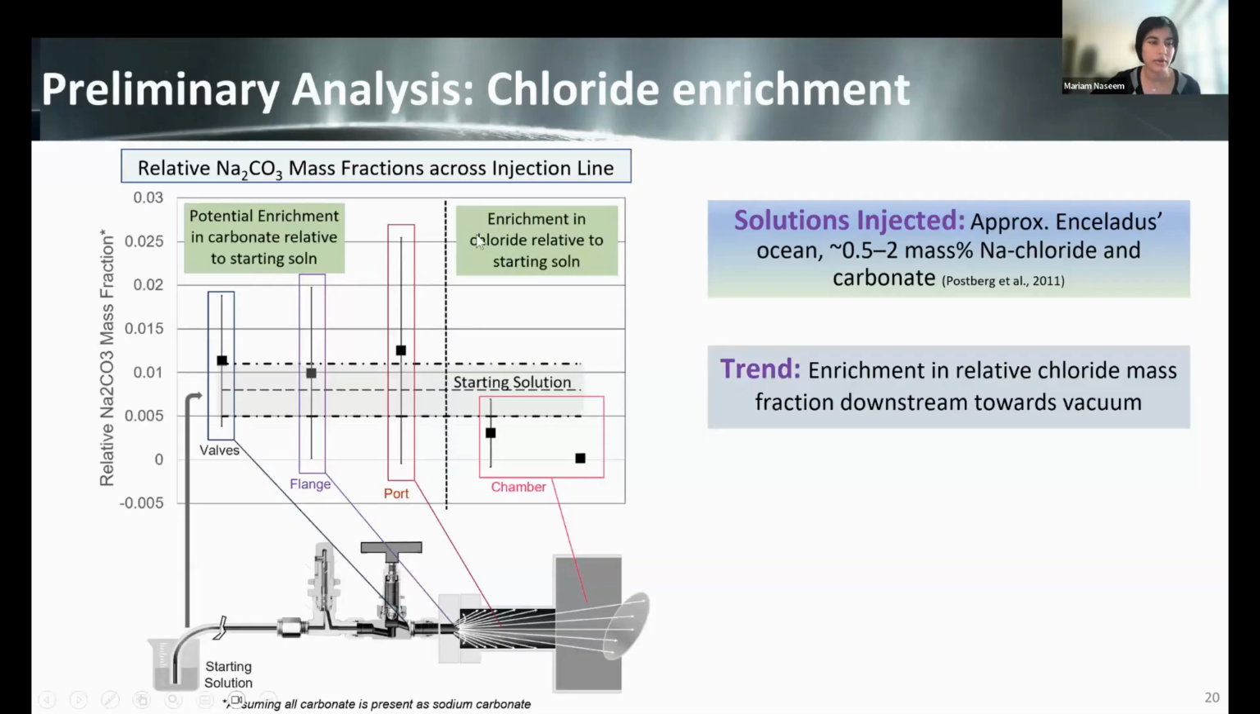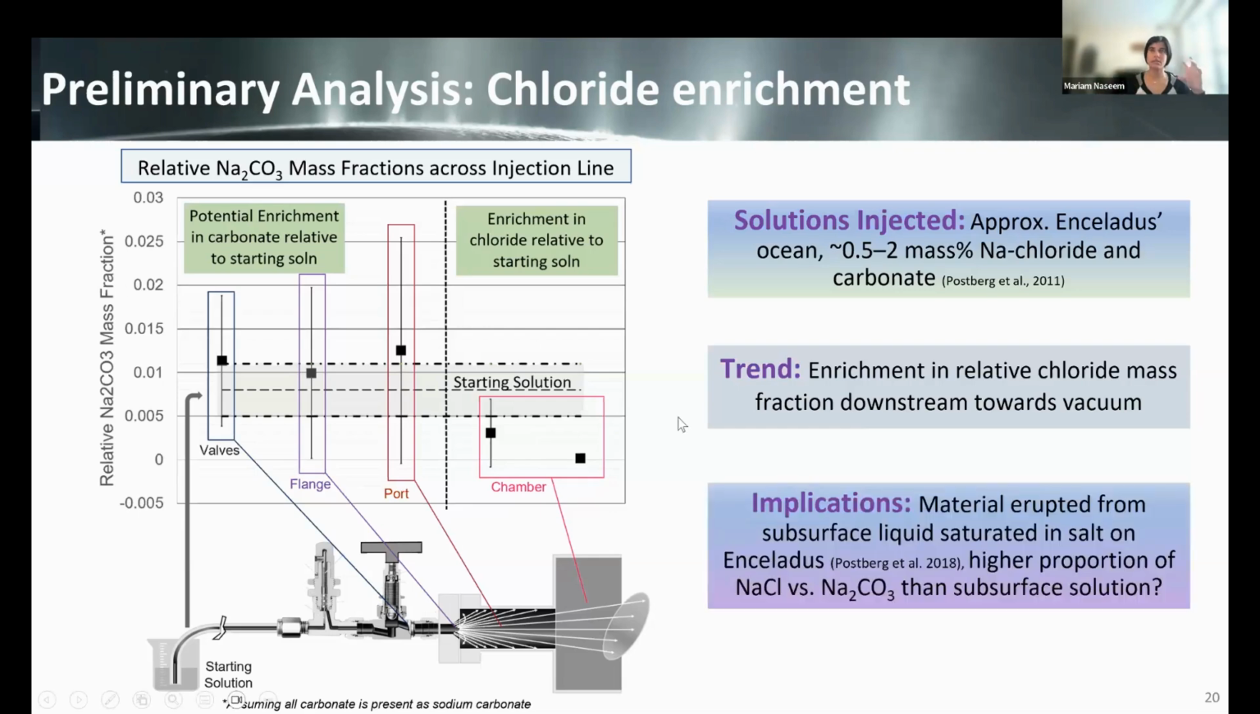Across a few of the initial experiments we did, so we've done a few preliminary experiments injecting into that setup I showed you for this two-salt sodium carbonate, sodium chloride system. This is another schematic view of our injection line pathway, all the way from the starting solution to the different points along the line where we can sample and collect residue. Initial trends are showing us that down here in the chamber, where the vacuum is lowest, there may be relative enrichment of chloride. So the concentration of chloride in that residue may be higher than the carbonate mass fraction.